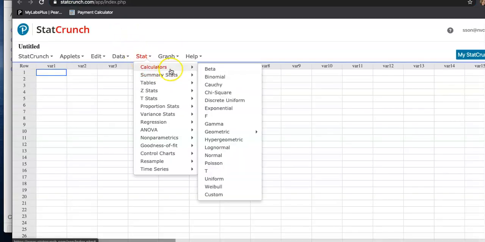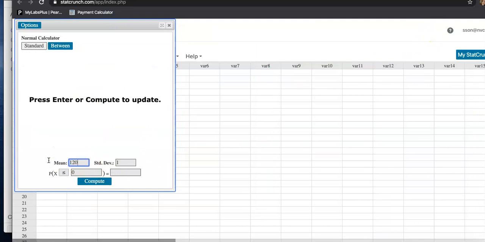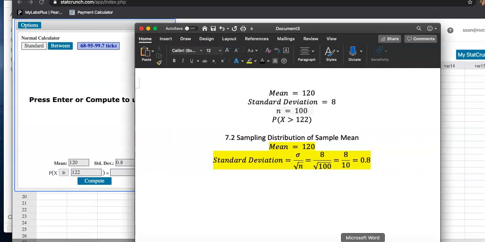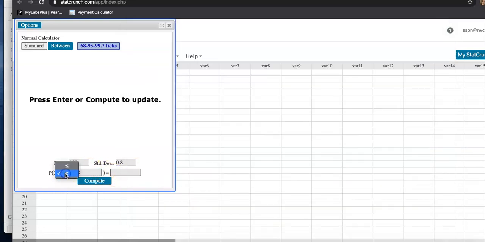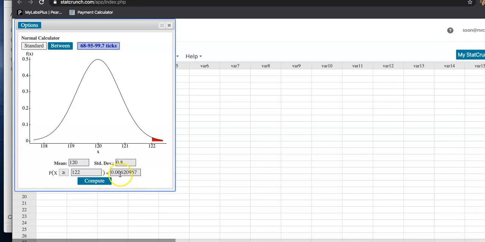Stat, Calculators, Normal, and over here I'm going to type in mean is 120, standard deviation is 0.8, and we want the probability that x is greater than 122. I think that was the number, 122. Let me double check. Let me copy this down, because what I'm highlighting in yellow is what I'm typing into StatCrunch. For a continuous distribution, greater than or equal to and greater than are going to be the same, so 122 is okay. I'm going to hit Compute. The answer should be 0.0062.